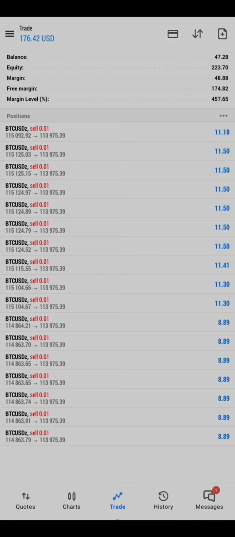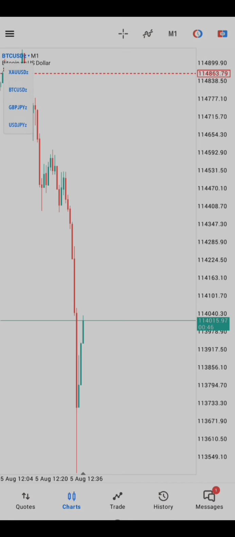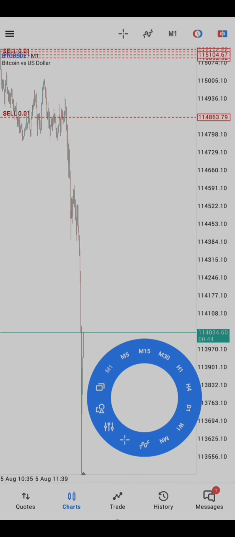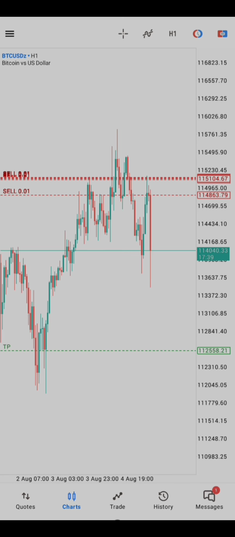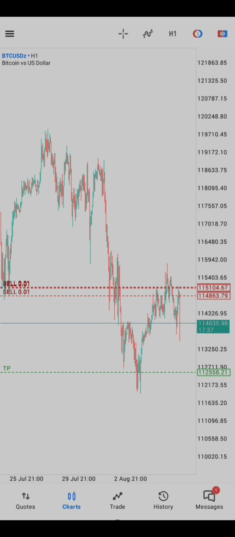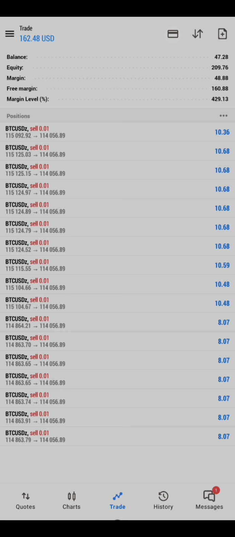Okay, let's see what happens. You can see, guys, how price spiked down. Look at that. I won't actually hold until the market gets to the TP level, because I'll be exiting this trade.